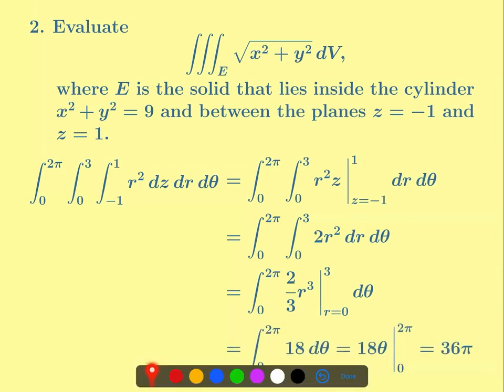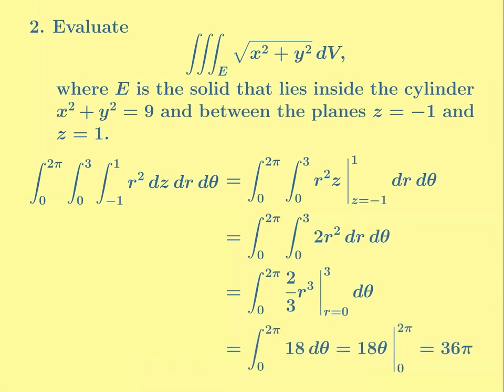And so I get 18 in the integrand, and I'm integrating with respect to theta. I can take the 18 out. It's a constant. When I integrate that, I get 18 theta. I'm evaluating that from 0 to 2 pi. And so you just end up with 36 pi. So that's the answer to this problem.